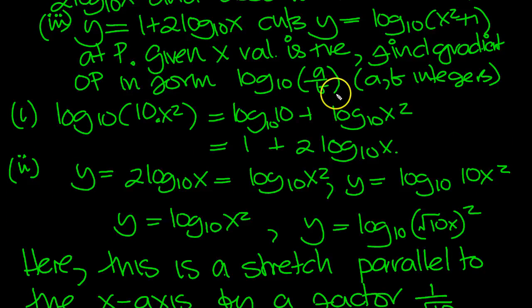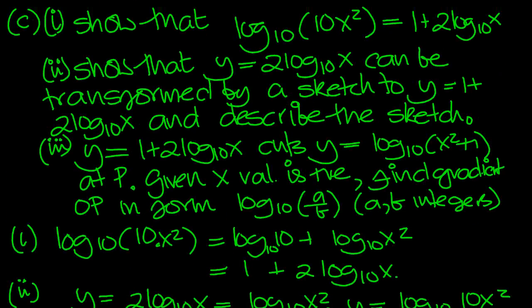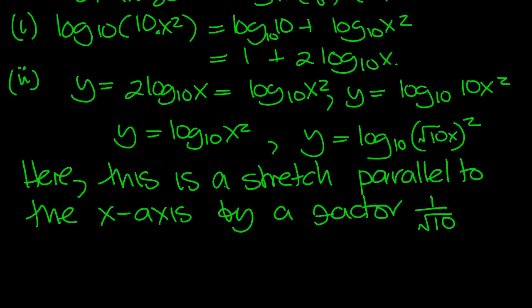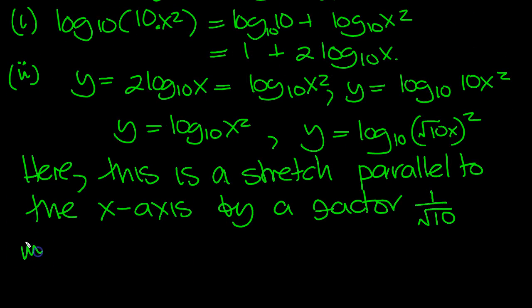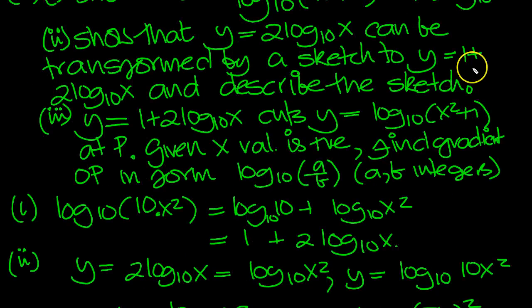Part 3, this cuts this at P. Given x value is positive, find the gradient OP. So let's find the x value of P then. Y equals 1 plus 2 log 10x, which we have here is log 10 of 10x squared. So here, part 3, log 10 of 10x squared is equal to, so just replace this part here, log 10 of x squared plus 1.